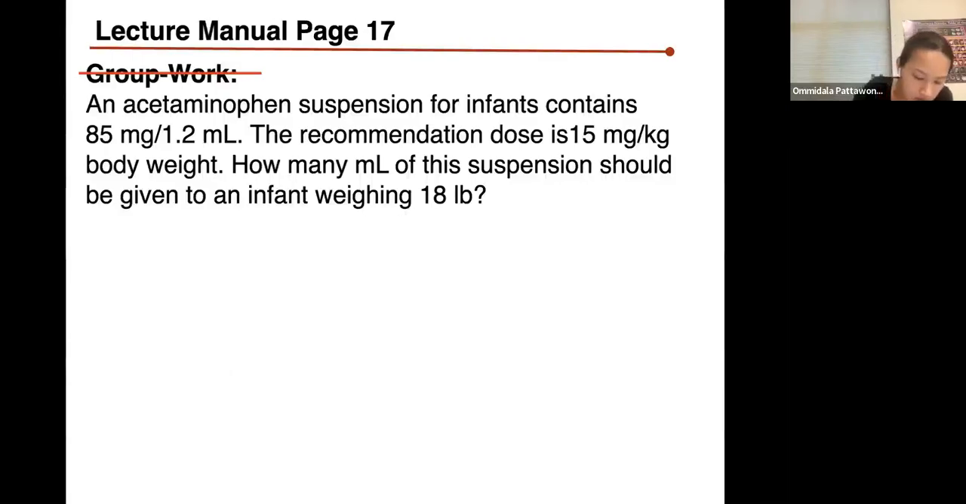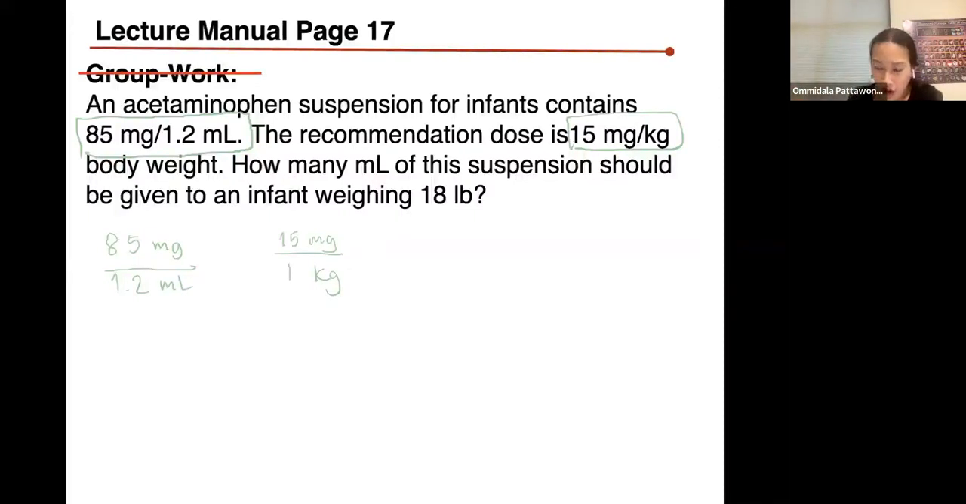I'm going to go ahead and circle this. So 85 milligrams. Remember, it has to be reported in fractional form, so over 1.2 milliliter. So we have mass over volume. The next one is giving us 15 milligrams per kilogram, 15 milligrams per 1 kilogram. You probably notice that these two describe mass the same. Why would that be the conversion factor? Well, because this is the recommended dose per kilogram of the body weight.